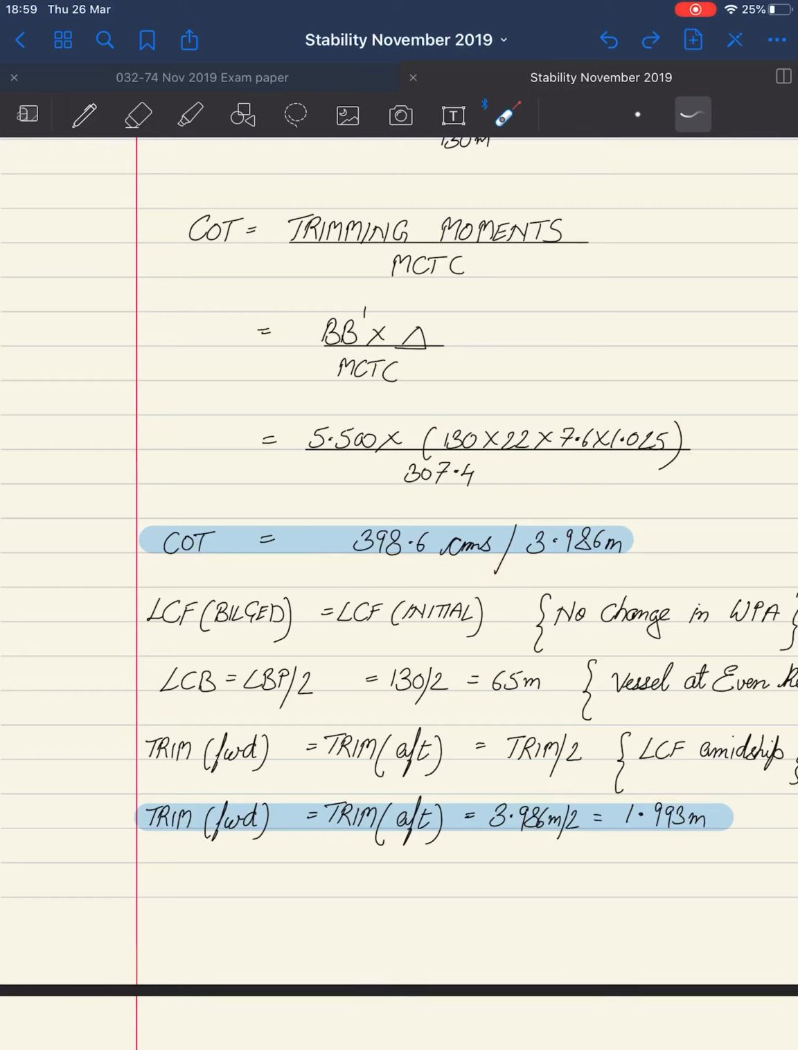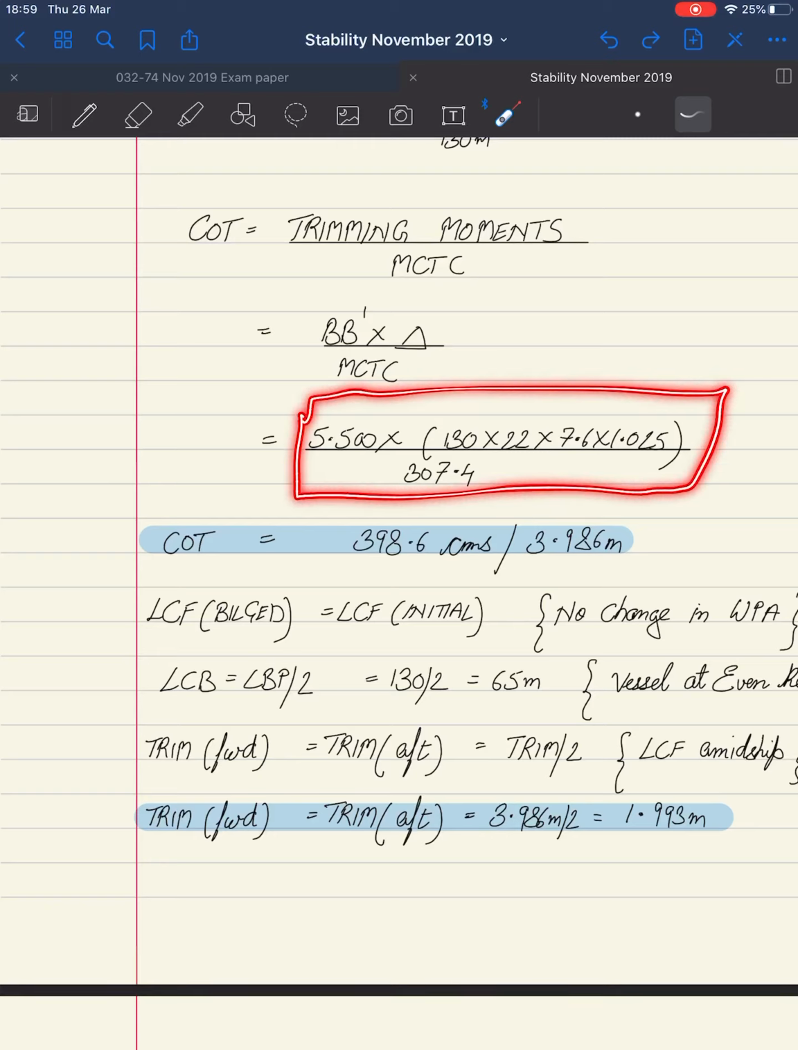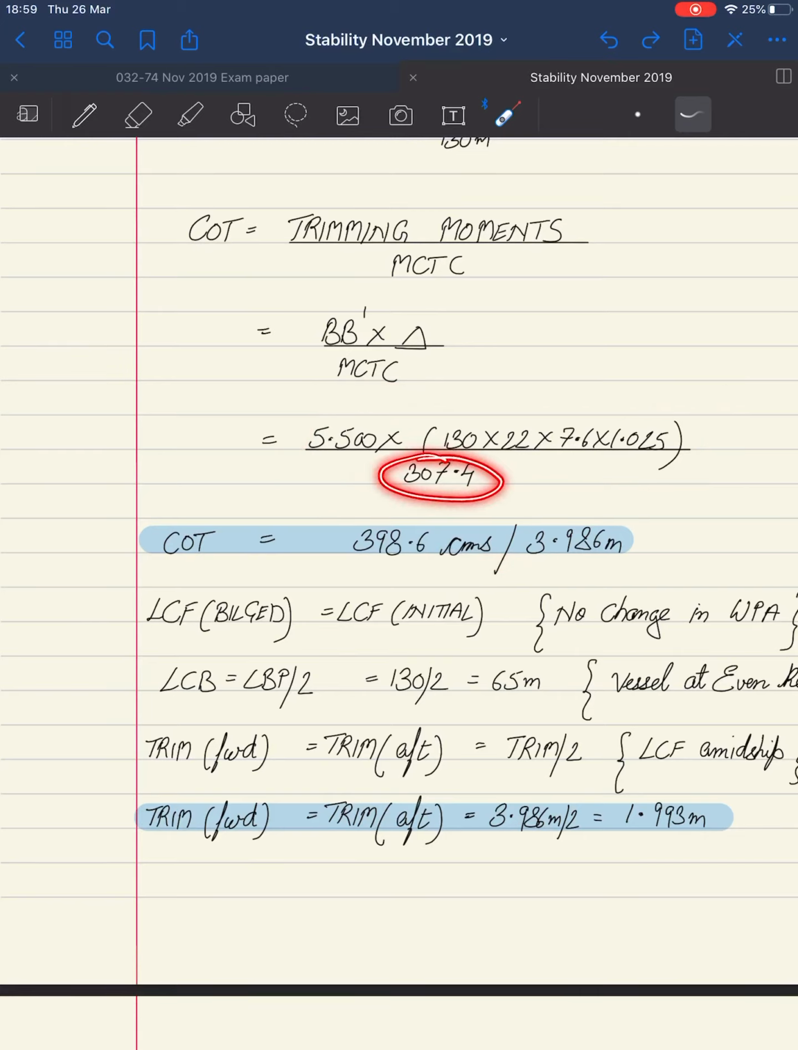Our answer, what we will be obtaining from solving this equation, will give us the answer in centimeters because we are using MCTC. So MCTC gives answers in centimeter, as its definition stands, it's moments required to change trim by centimeter. So change of trim is equal to 398.6 centimeters or 3.986 meters.